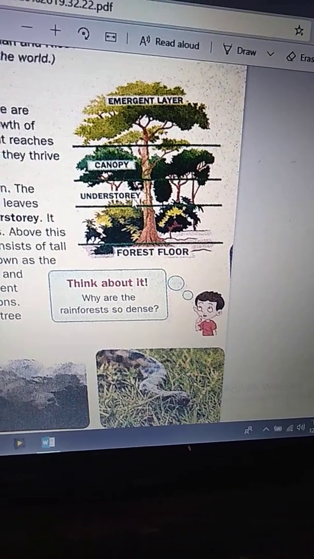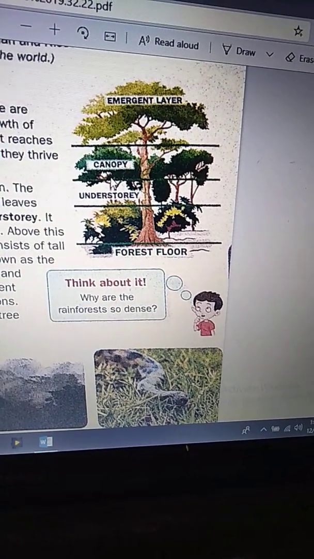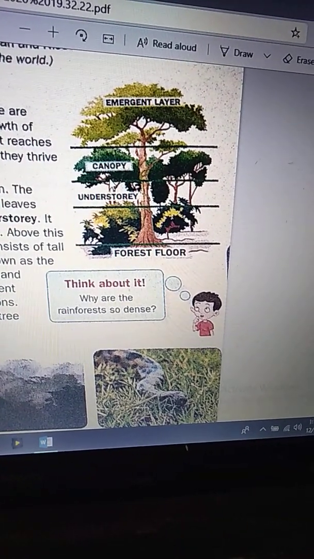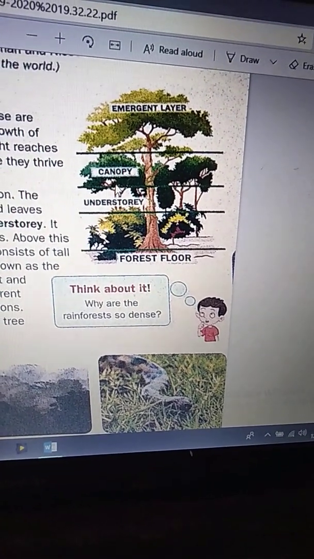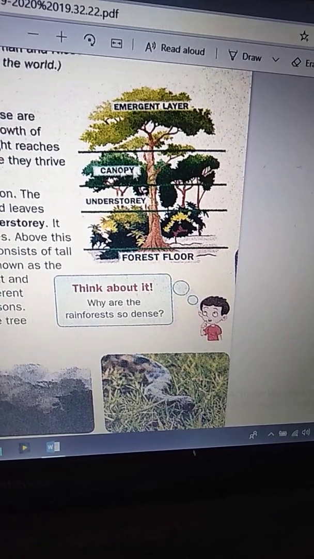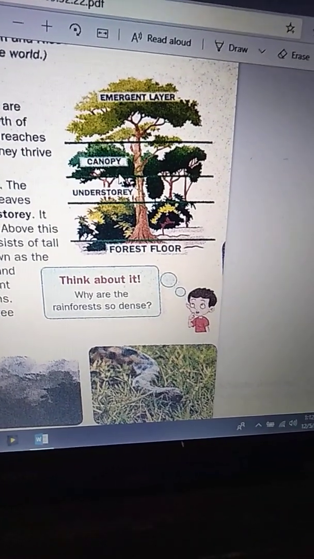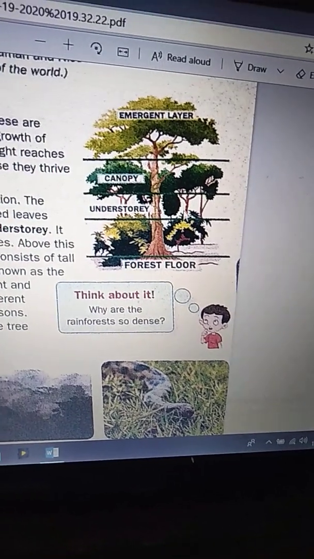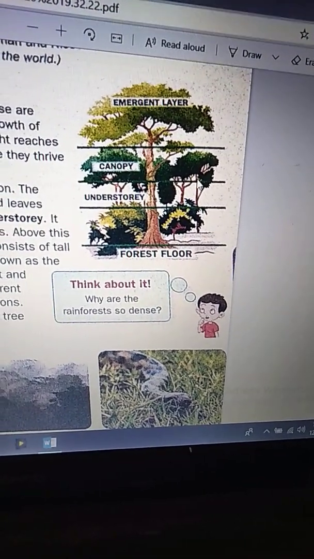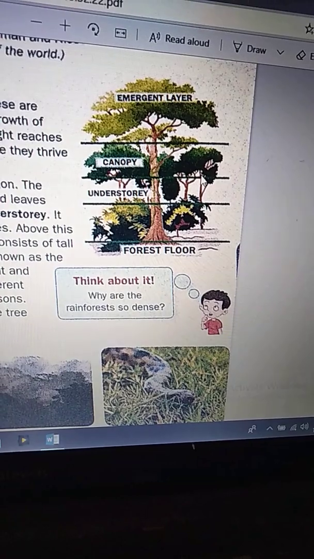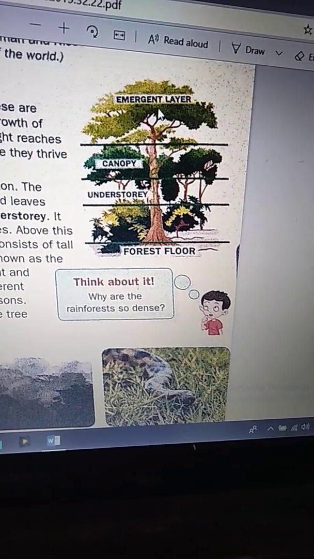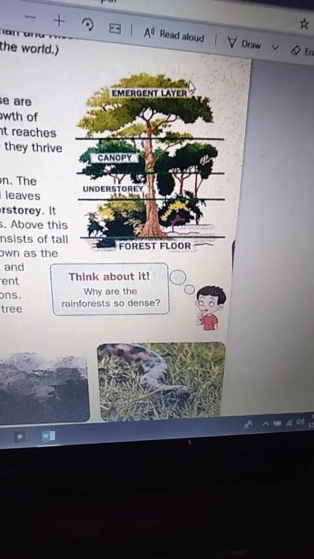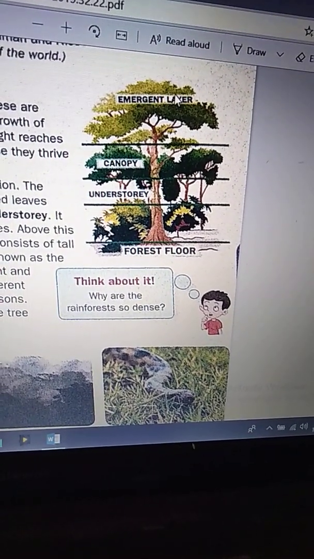Above this understory, there is a layer like an umbrella called the canopy. It consists of tall trees. The tallest trees form the topmost layer known as the emergent layer. This layer receives a lot of sunlight and rain.